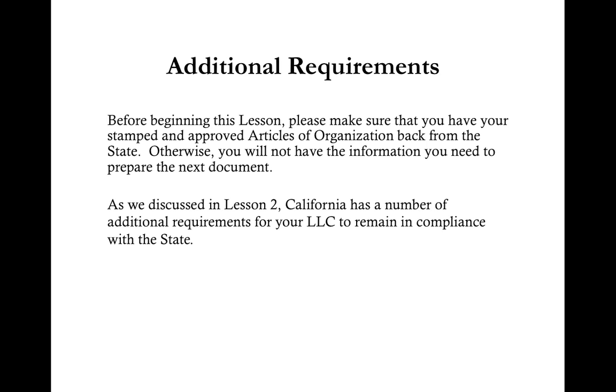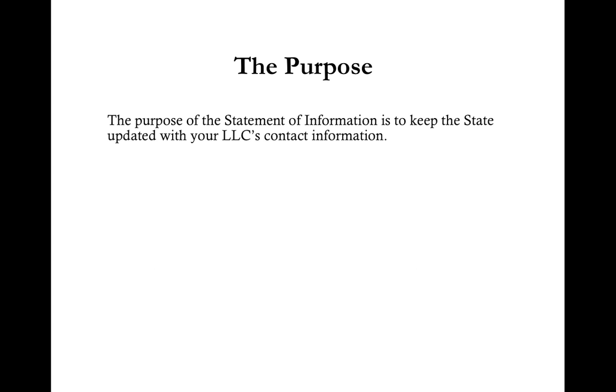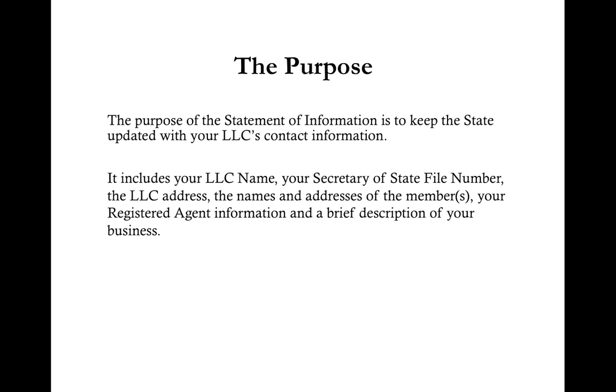As we discussed in Lesson 2, California has a number of additional requirements for your LLC to remain in compliance with the state. The first of these requirements is called the Statement of Information. The purpose of the Statement of Information is to keep the state updated with your LLC's contact information. It includes your LLC name, your Secretary of State file number, the LLC's address, the names and addresses of the member or members, your registered agent information, as well as a brief description of your business.